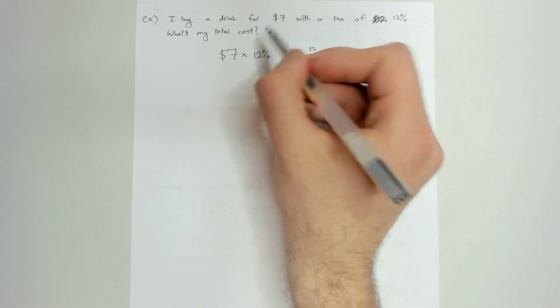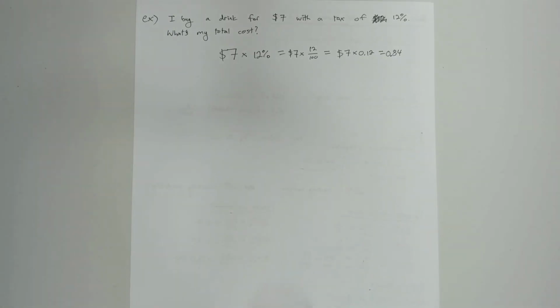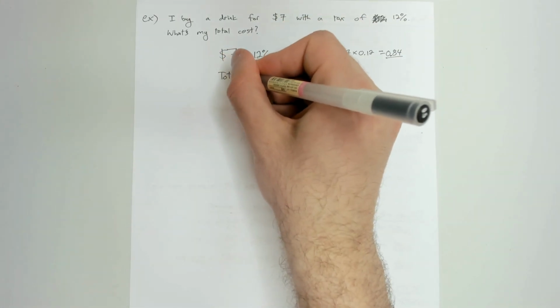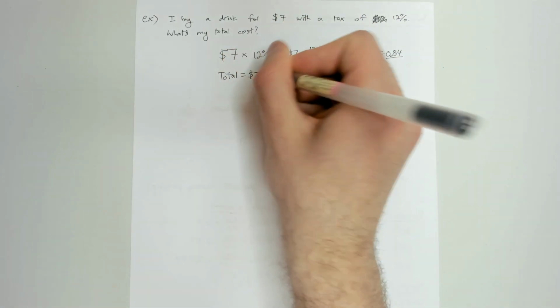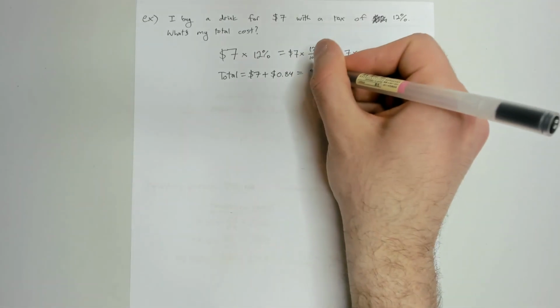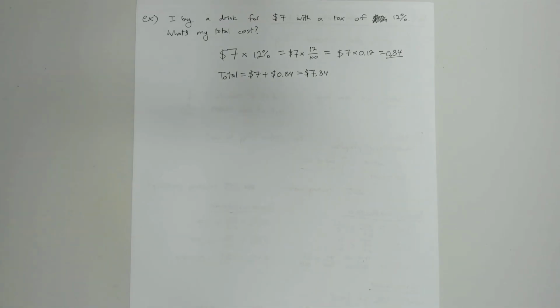So then the total cost, it's not going to be 84 cents. Obviously, you're not paying less money than what the drink costs. But this is what's going to be added on top. So your total cost then is going to be the $7 plus the 84 cents. So what we end up getting is $7.84 is your total price.